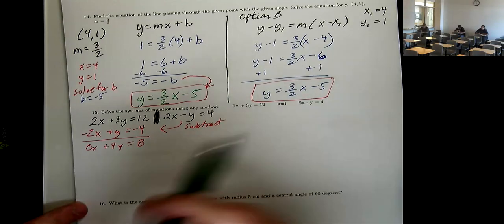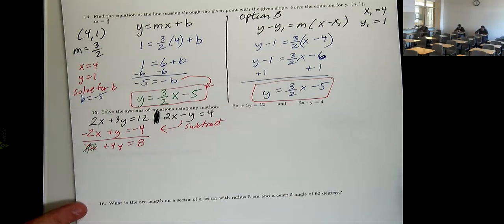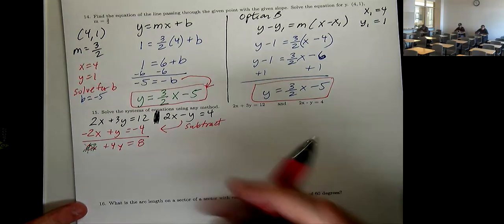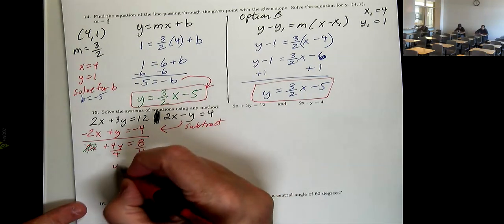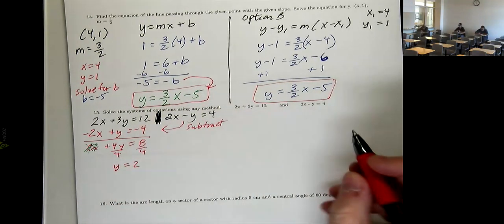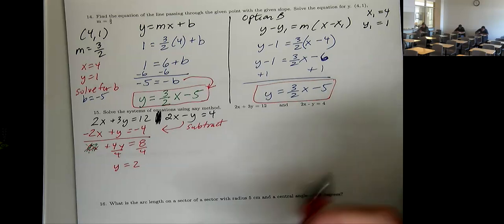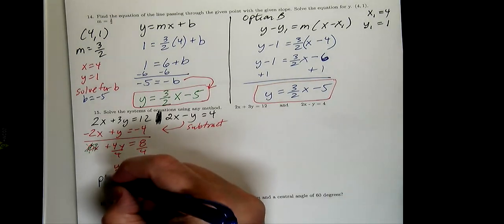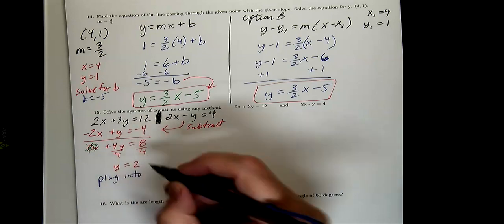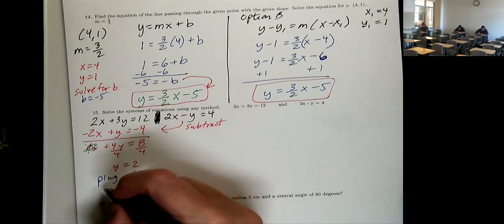0x doesn't mean anything, don't need it. 4y = 8, divide by 4, and we get y = 2. Take that and plug it into one of the equations. Is it okay if I use a substitution method? Yeah, you can use any method. Okay.